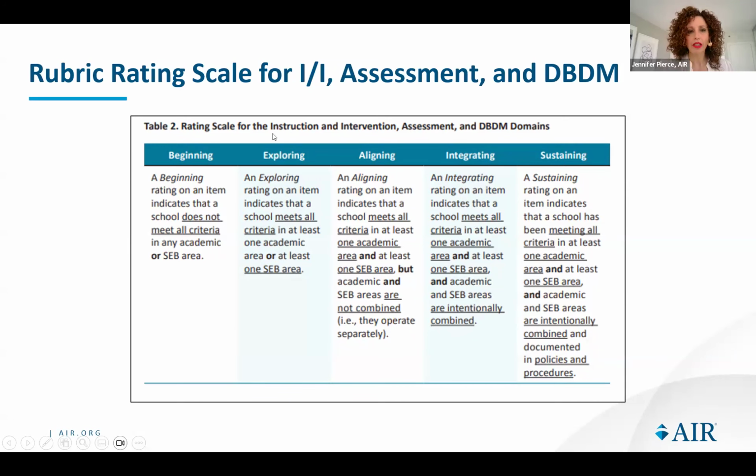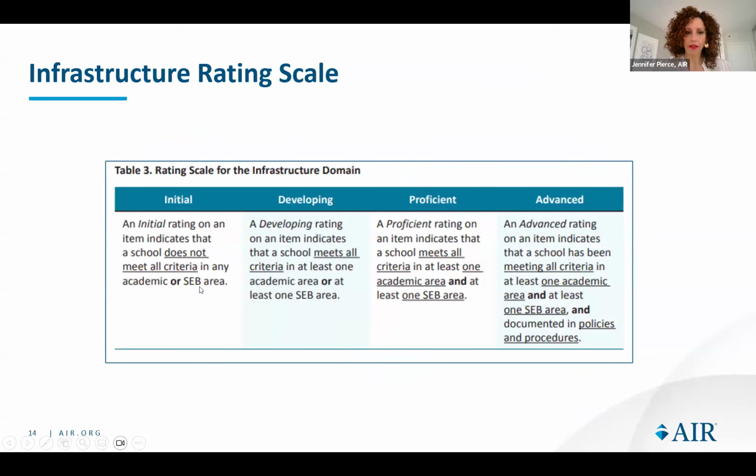What we're essentially looking at is the degree to which integration is happening in an academic area like reading and in social emotional behavioral supports. And the more integration that is happening in each of those items, like in tier 1, the further along a school would be on this scale. And I'm just going to fast forward here for the sake of time.